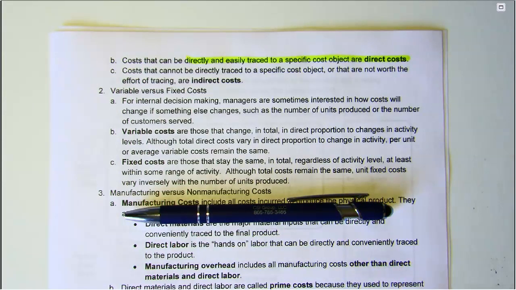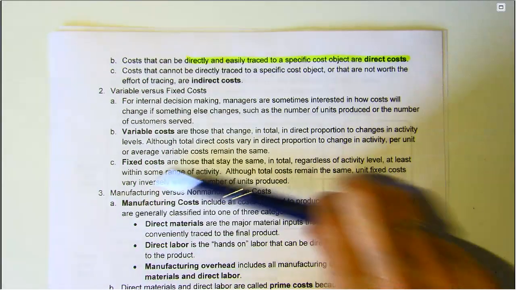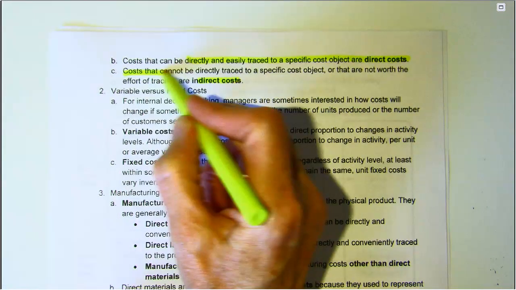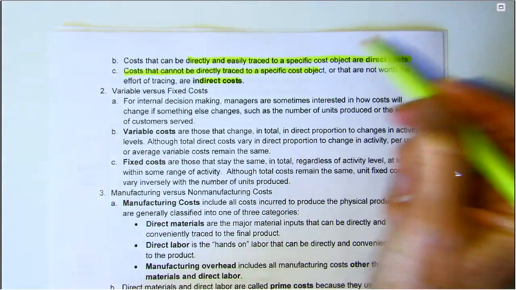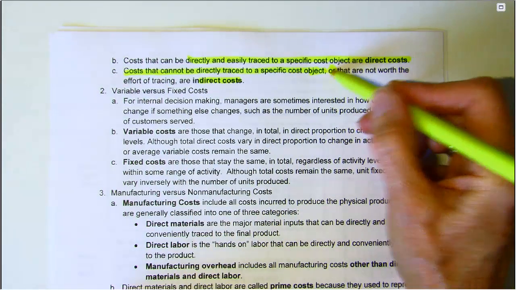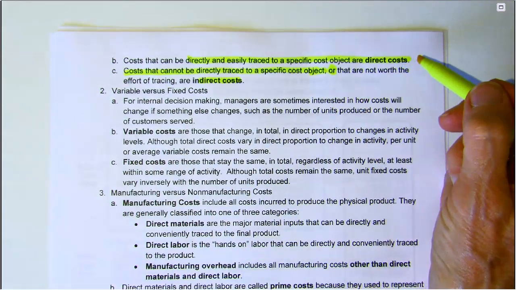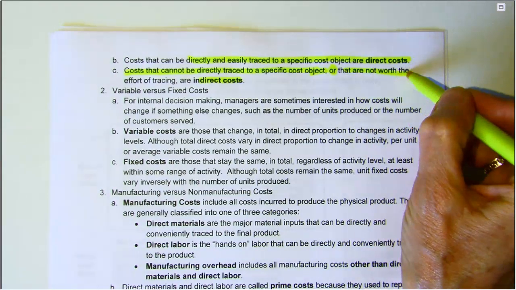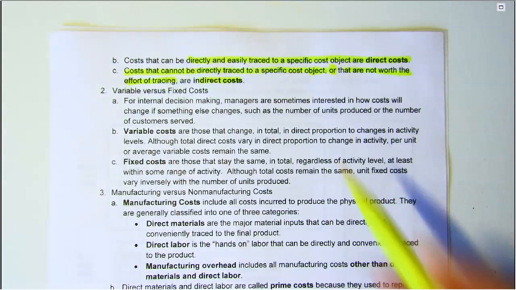However, the factory property taxes can't really be directly and easily traced to the pen, so they would be considered indirect costs. And indirect costs are costs that cannot be directly and easily traced to a cost object, or, and this is a big one, we'll be talking about this more when we go through some problems, costs that are not worth the effort of tracing.